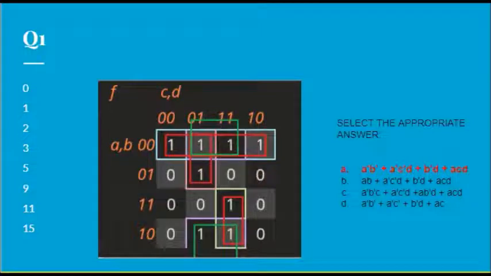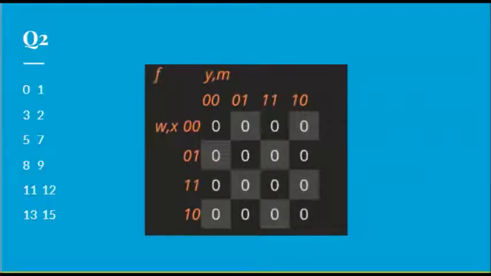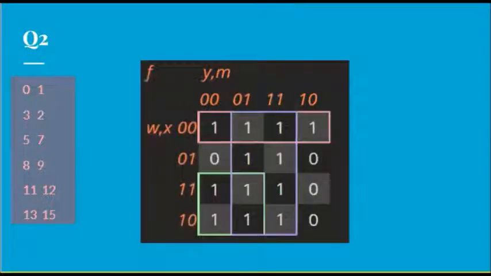Let's talk about the next K-map. The numbers are 0, 1, 3, 2, 5, 7, 8, 9, 11, 12, 13, 15. Since it is sum of product, let's fill ones at these places. Here it goes.